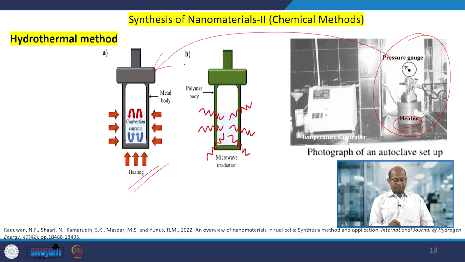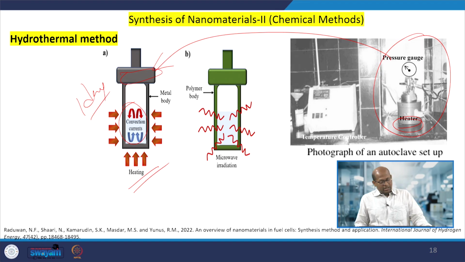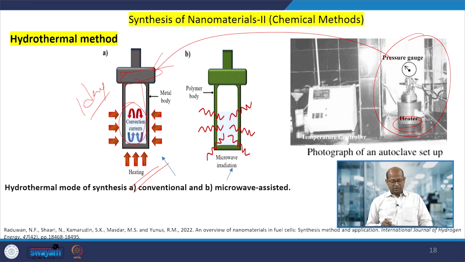This is an autoclave. Here we can take the solutions, seal it, and then heat it up to 250, 300 degrees centigrade for a longer period of time, maybe 1 day, 2 days, 3 days, 4 days, 5 days. We can keep it there, and then reactions will take place inside that vessel and we can generate nanomaterials. So, that is the conventional method.